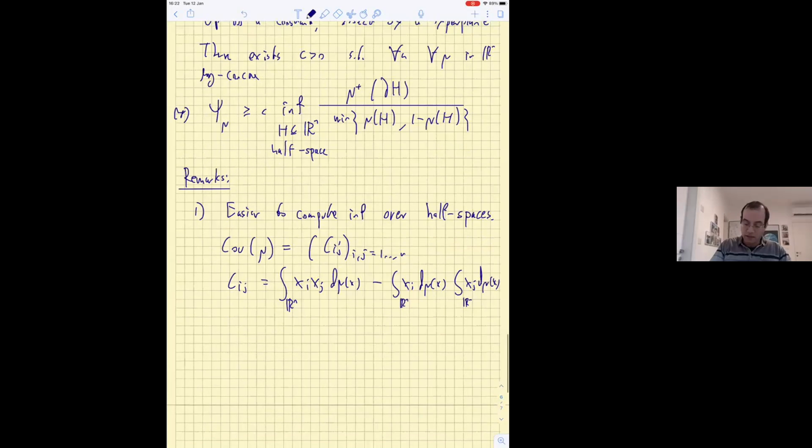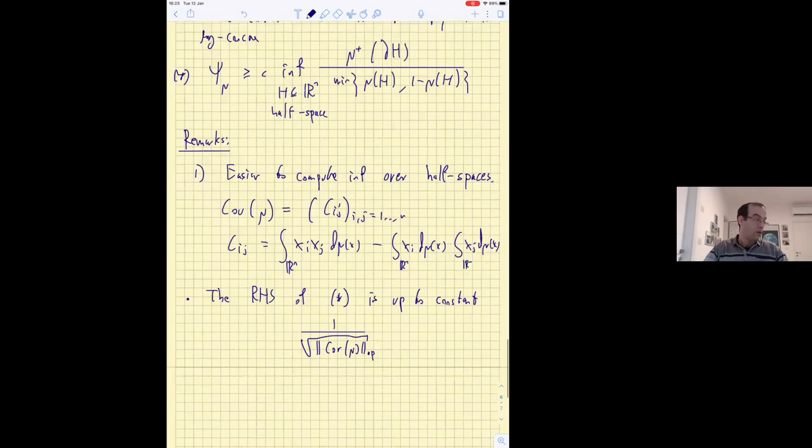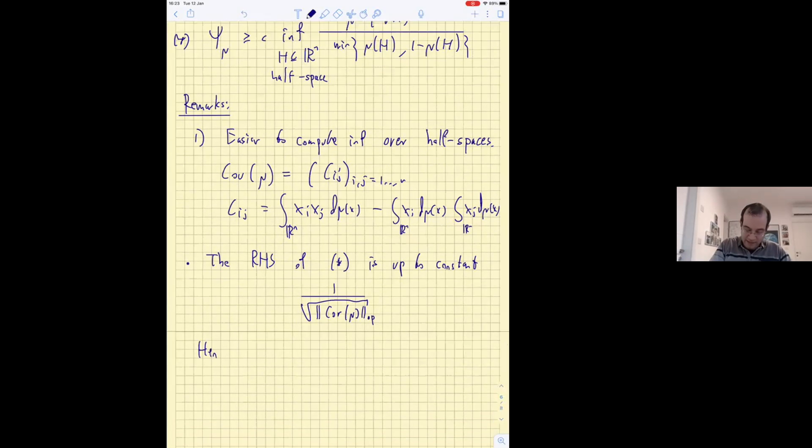And as it turns out, the right-hand side of star is, up to a universal multiplicative constant, just 1 over the square root of the operator norm of the covariance matrix. So this means that KLS is equivalent to the inequality that psi of mu is at least a constant over the square root of the operator norm of the covariance matrix of mu. Why is it true?